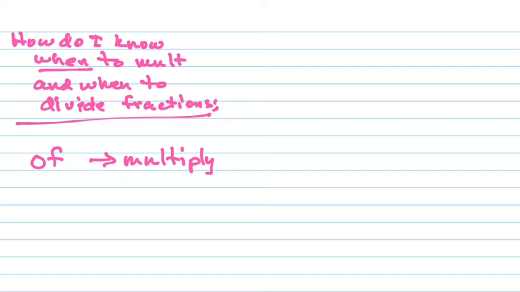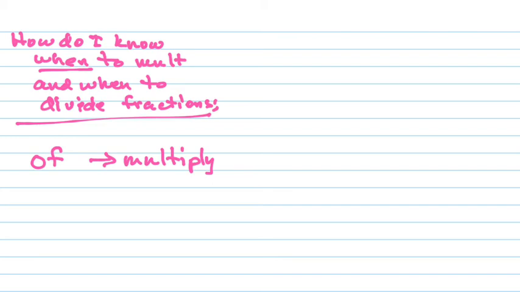Okay? So, for example, if I say 2/3 of the cars in the parking lot are red, then there are 12 cars in the parking lot, then it would be 2/3 times 12 to tell you how many of those were red. So, do you still instinctively want to divide when it's of? Yes, most people do, but don't.